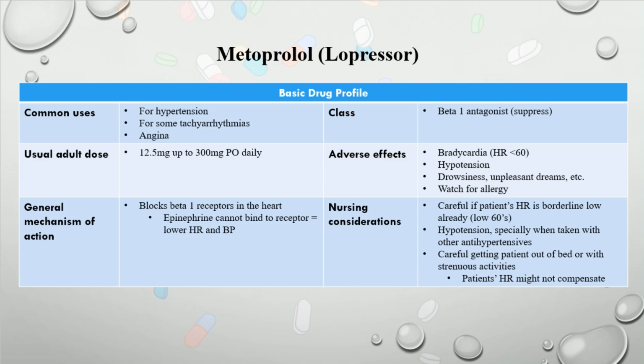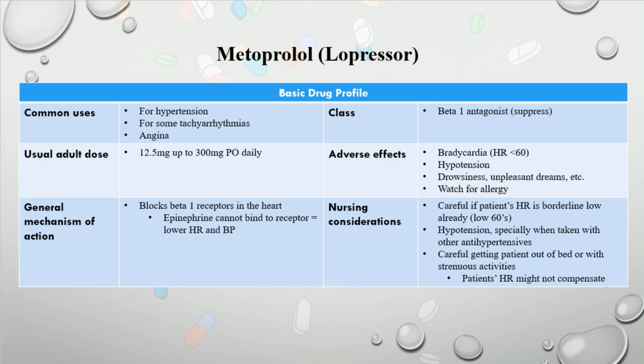Now, some of the nursing considerations: we've got to be careful if the patient's heart rate is borderline low. So if your patient's heart rate is, for instance, already 61, 62, then the metoprolol will lower it even further. Is the patient's blood pressure also on the lower side of things? Hypotension might be exacerbated if the patient takes different classes of antihypertensive. So we have to be careful with that.